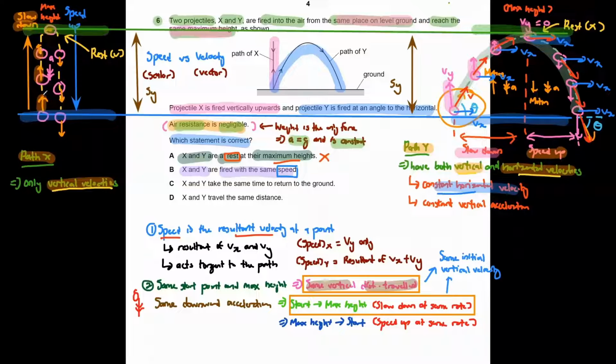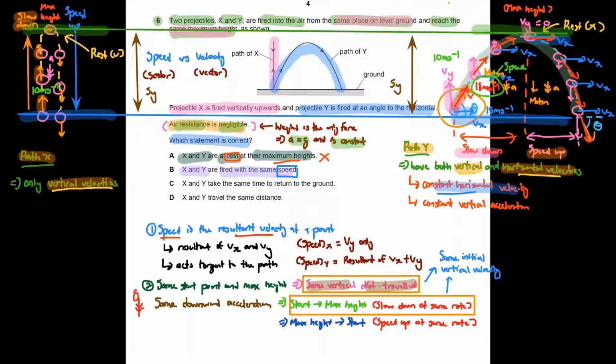For example, in projectile X, you could have an initial vertical velocity of 10 meters per second, same as that of projectile Y, so that when they're both projected outwards, they slow down at the same rate to reach the same maximum height. But for projectile Y itself, there is still some horizontal velocity here to consider. Say maybe it is 15 meters per second. Now, speed being the resultant of your horizontal and vertical velocities would mean that your speed here is actually 18 meters per second. This is your speed right now.